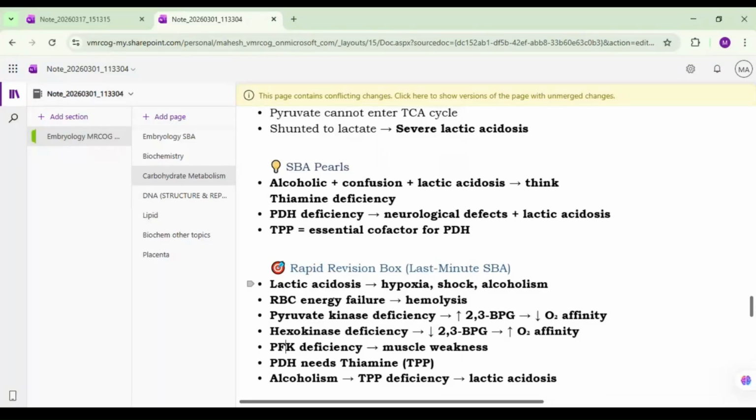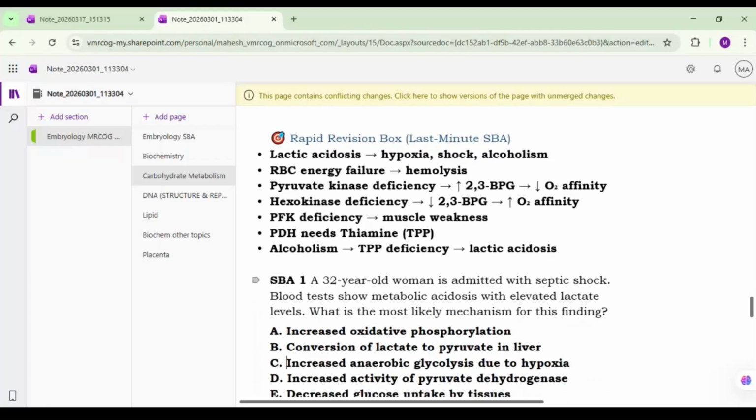RBC energy failure will lead to hemolysis. Pyruvate kinase deficiency will lead to decreased oxygen affinity and increased levels of 2,3-BPG, while hexokinase deficiency will lead to increased oxygen affinity and a decrease in 2,3-BPG level, but both will cause hemolysis. PFK deficiency will cause muscle weakness. PDH needs thiamine. Alcoholism will have TPP deficiency leading to lactic acidosis.